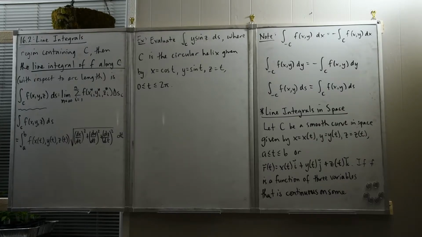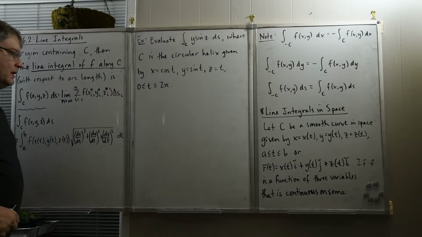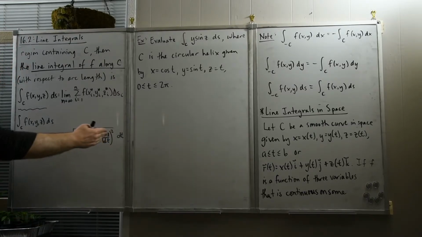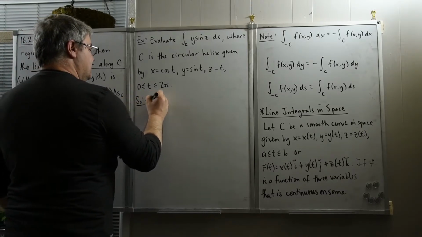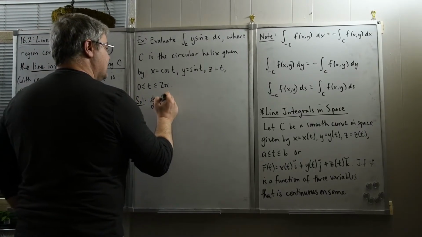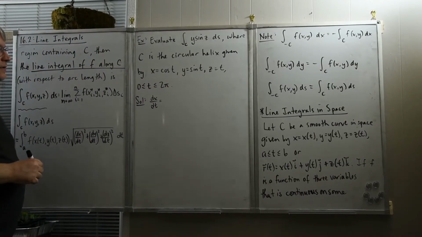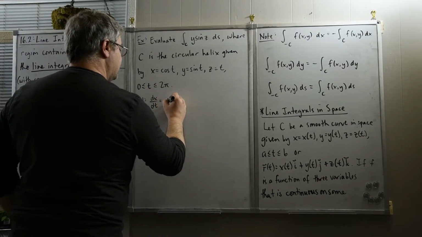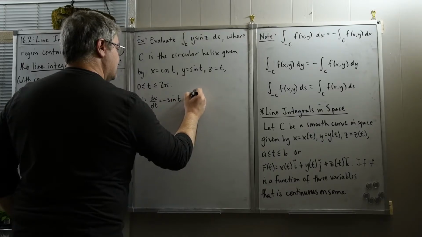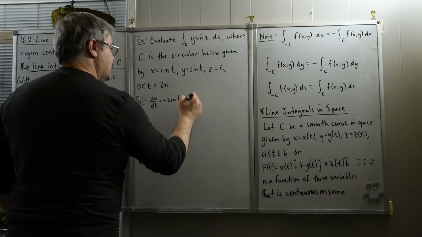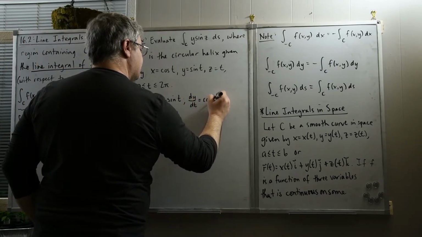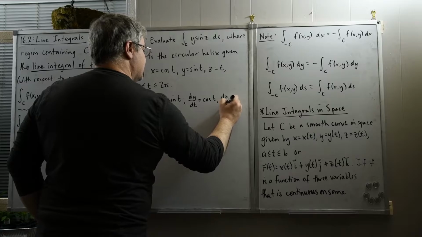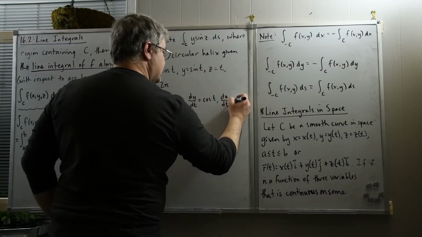All right, so we're going to need to know something about the derivatives of x, y, and z with respect to t, because we are going to have to figure out what this looks like. So let's go ahead and do that. If x is equal to cosine t, then the derivative of x with respect to t is negative sine t. If y is equal to sine t, then the derivative of y with respect to t is cosine t. And if z is equal to t, then the derivative of z with respect to t is equal to 1.